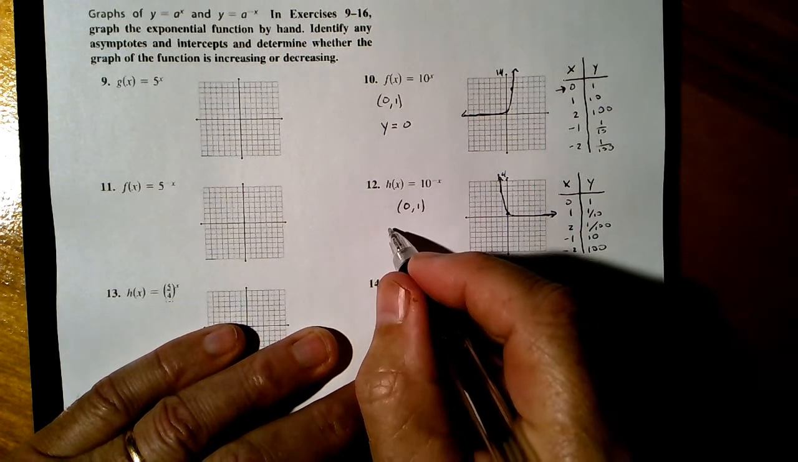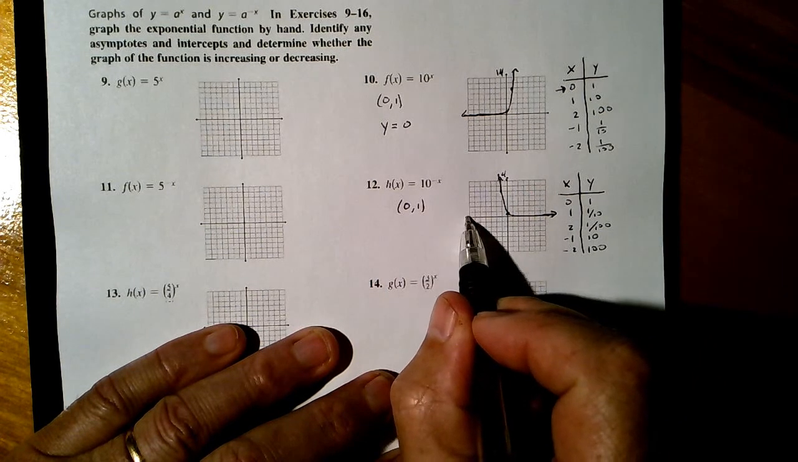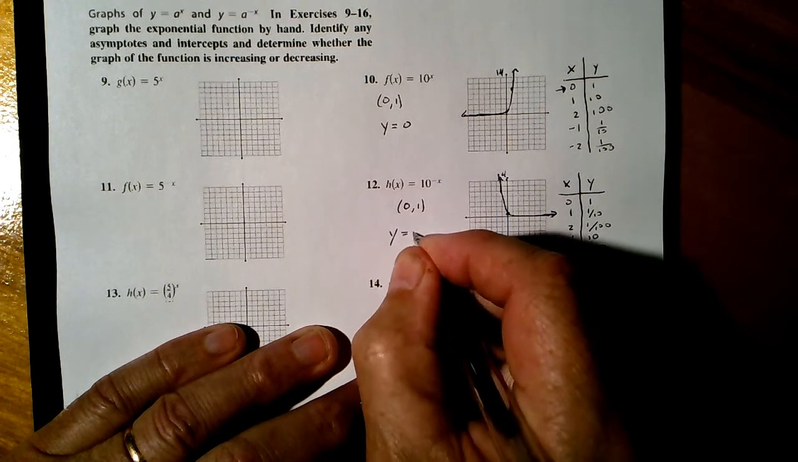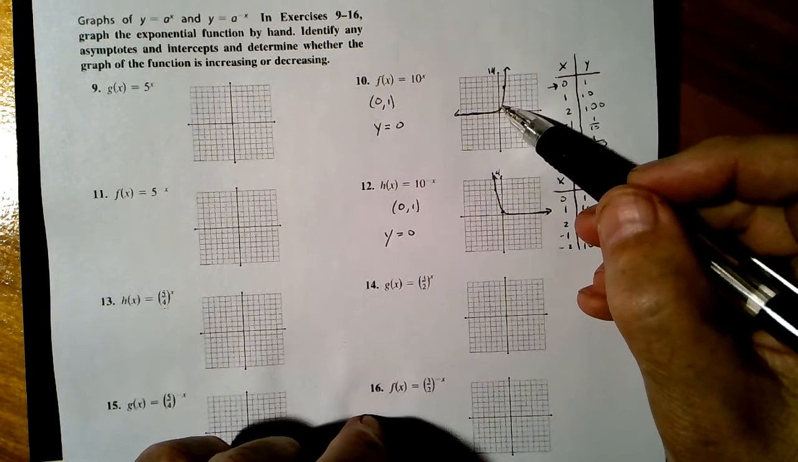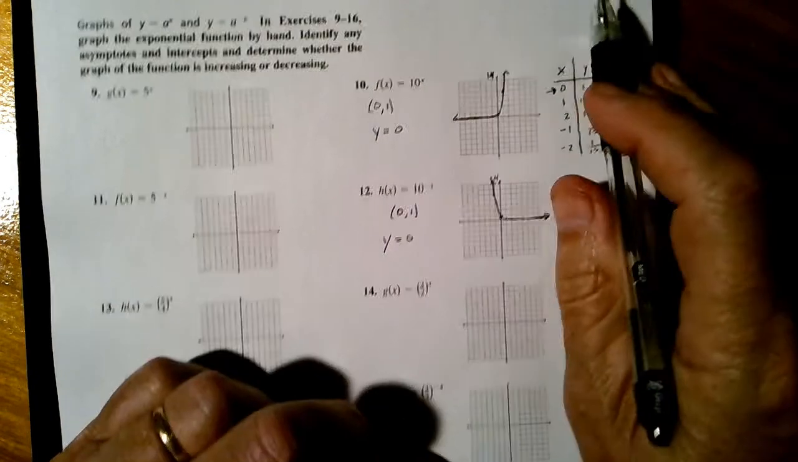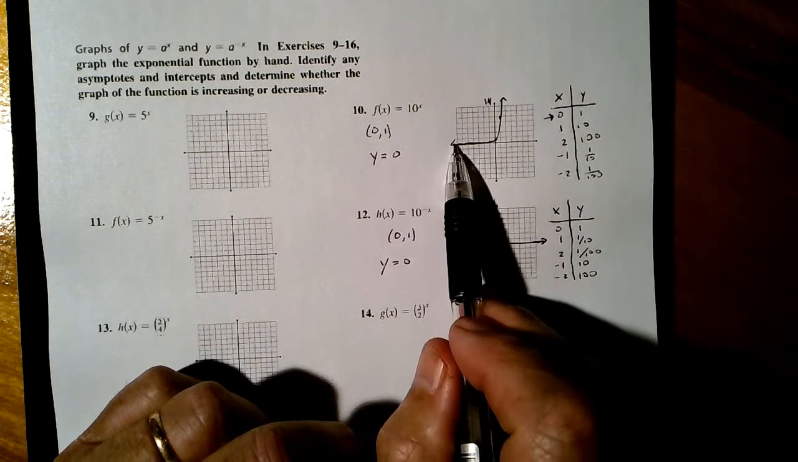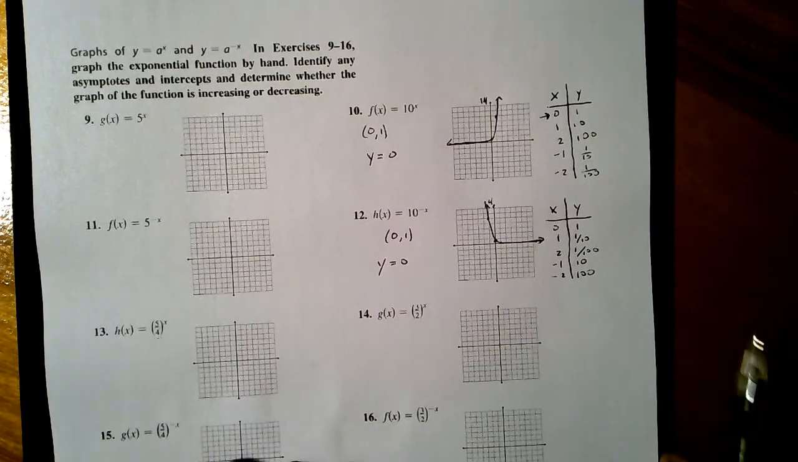So our y-intercept is (0, 1), but our horizontal asymptote, again, is y equals 0, and we have no x-intercept. Could we have an x-intercept? Sure, if the graph is shifted down. But if there is no downward shift or upward shift, the horizontal asymptote is always y equals 0.